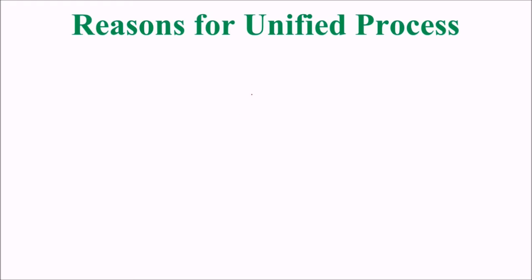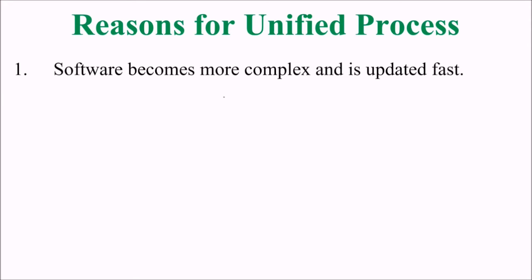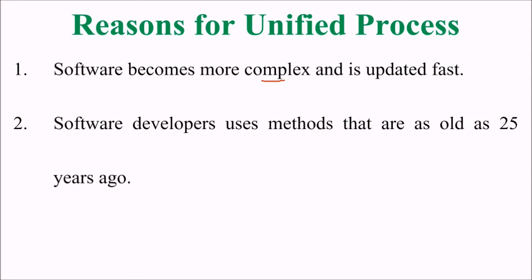We are discussing the unified process. What do we mean by unified process? Why are we talking about unified process? First of all, software has become more and more complex, and it is updated fast. Software developers tend to use old methods from around 25 years ago. Those methods are still being employed. And the development process is very diverse. For an embedded system or for a library management system, the processes are diverse.